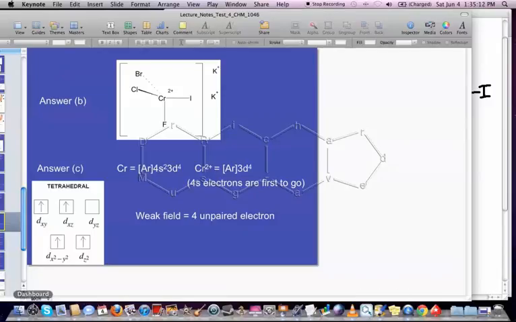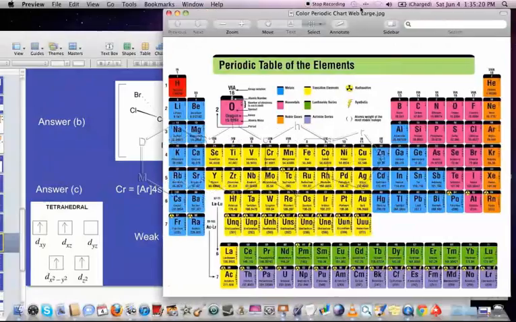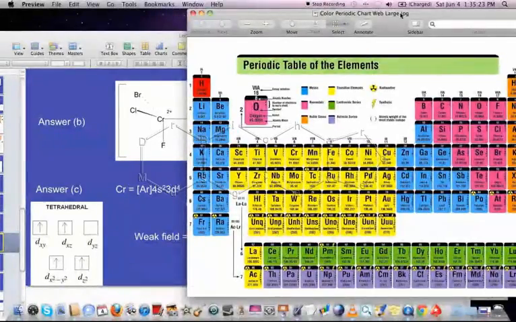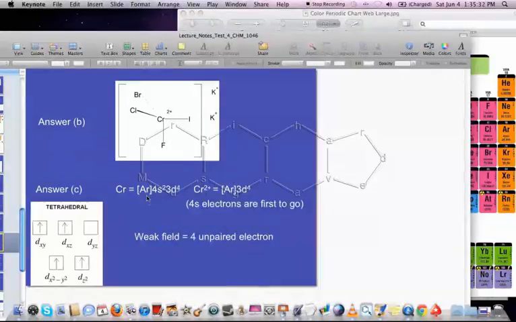Next, we take a look at the periodic chart, and see if we've got it here. Right, so we've got chromium without the charge on it. We've got the argon, 4s2, 1, 2, 3, 4, so it's Ar, 4s2, 3d4. That's what chromium is. Now chromium 2 plus is going to be chromium with 2 less electrons. As I said earlier, s electrons are the first to go, so we lose those 2, and that's going to leave us with Ar, 3d4. So we're going to be left with just 4 electrons on Cr2 plus.